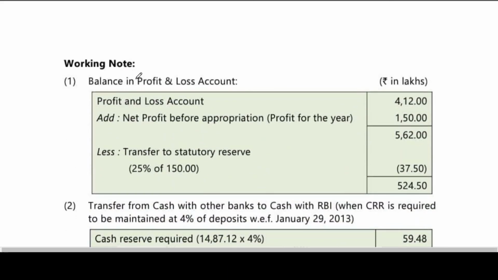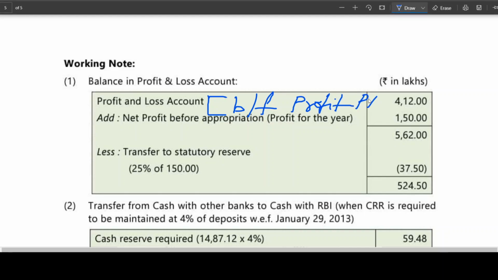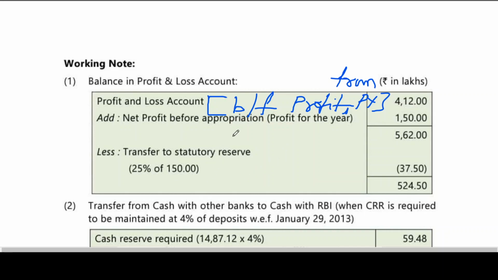First, we are starting with the balance in the P&L account. This P&L account is brought forward profit from the previous year. I've already told you. Then net profit, appropriation for the profit for the year. This has already been given.